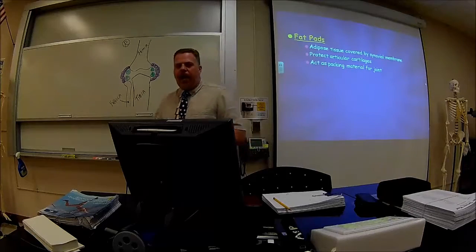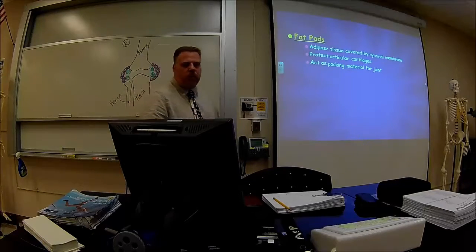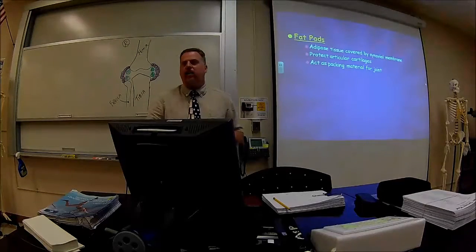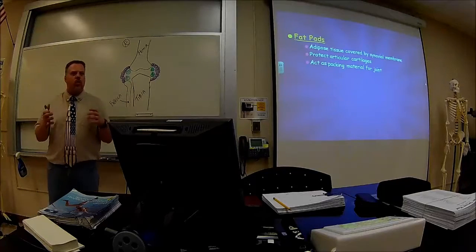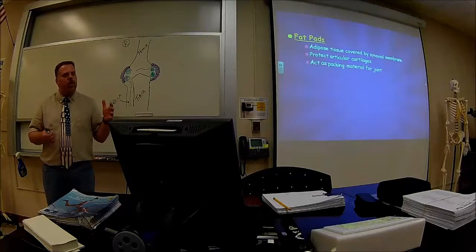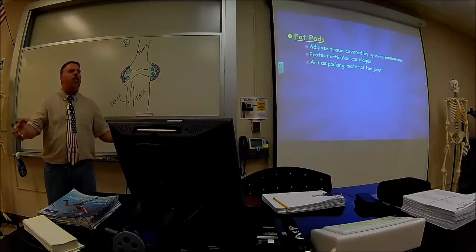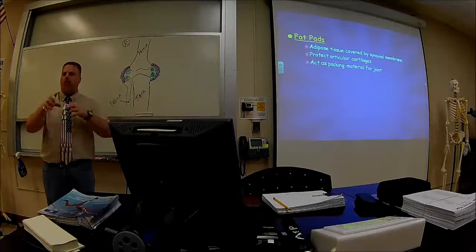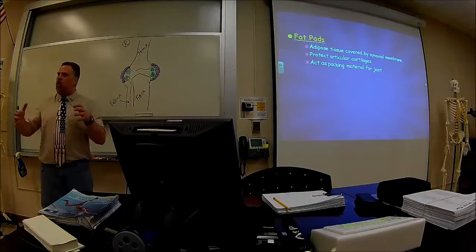Then we got fat pads. And it's going to protect the articular cartilage, and it acts as packaging material. You know how if you want to mail a vase to Aunt Tilly in California, you can't just throw the vase in a box. You got to throw the vase in a box and put a lot of those styrofoam kind of peanuts, packaging peanuts. Does that make sense? So that it won't go all the way around.